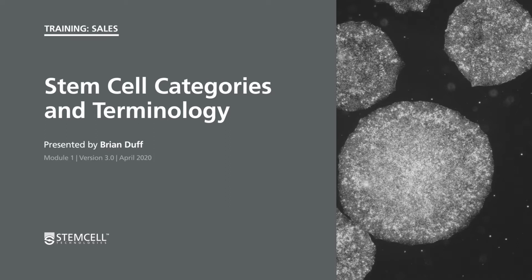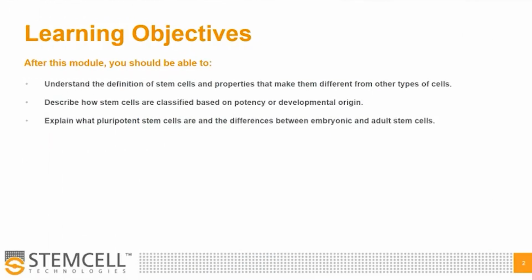Welcome to PSC Foundations Module 1, Stem Cell Categories and Terminology. After this module, you should be able to understand the definition of stem cells and properties of these cells that make them different from other cells. Describe the classifications of stem cells based on potency or developmental origin. And understand what pluripotent stem cells are and differences between embryonic and adult stem cells.